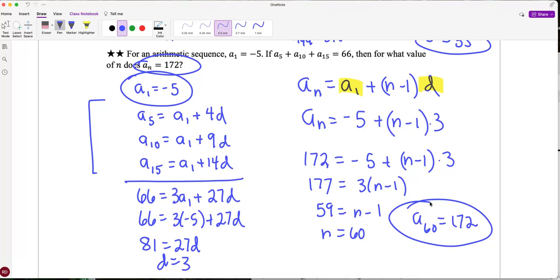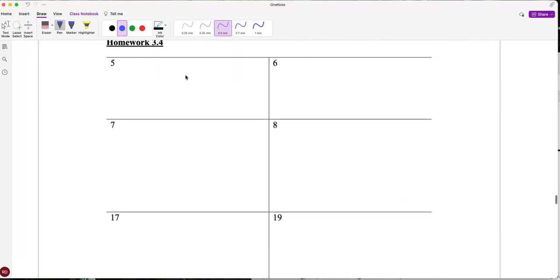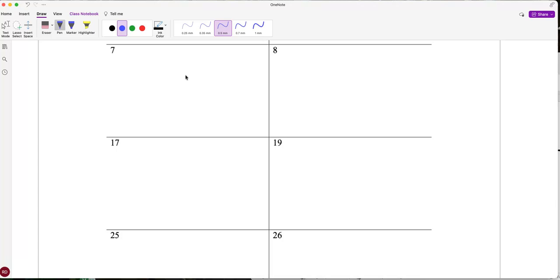So again, I was solving for them. Normally I'm solving for A sub N, but here they gave me AN, and they wanted me to figure out what N was. So that's sort of the trick. Sometimes you'll be solving for a different thing in these problems. That should take us up into the homework for this section.